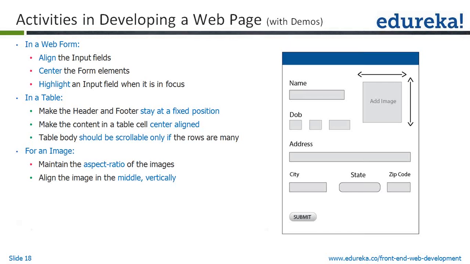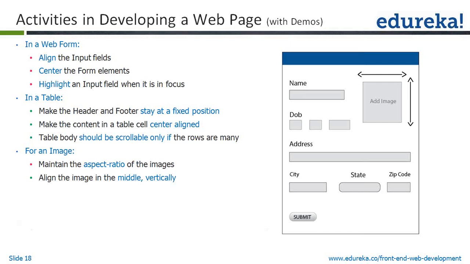Let's look at what the activities are in developing a web page. Probably these are the activities which a normal web developer could be doing in a normal working day. Assume that the web developer is developing a web page, and the web page has a web form, a table, and an image. Once he writes the markup in the HTML file, then in the CSS he may have to align the input fields, center the form elements, and highlight when the input field is in focus, or for a table.